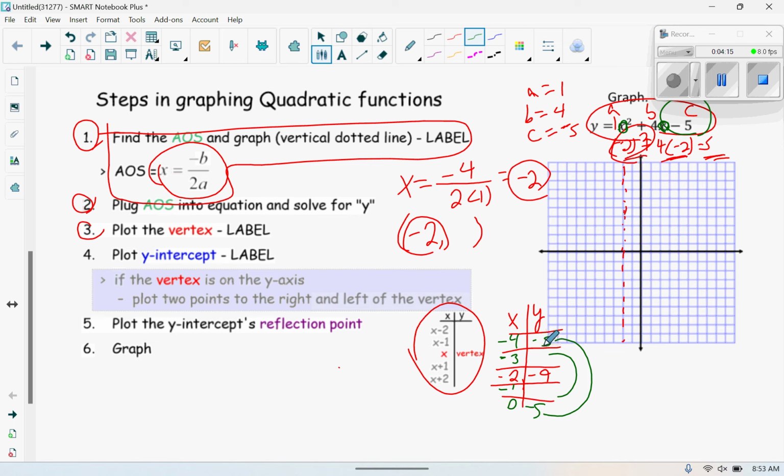Okay, and then we're going to do one more. If I plug in -1, I'm going to get a -8. So if -1 is -8, then -3 is -8. We're going to go ahead and graph those.